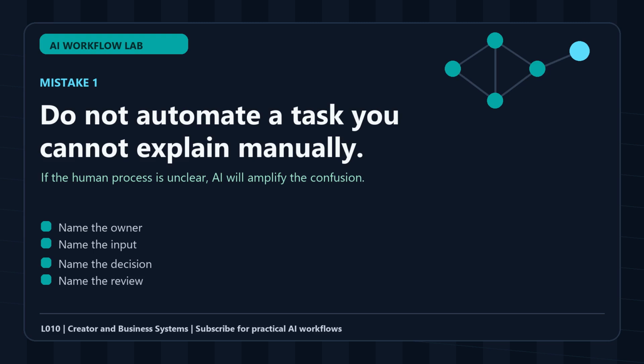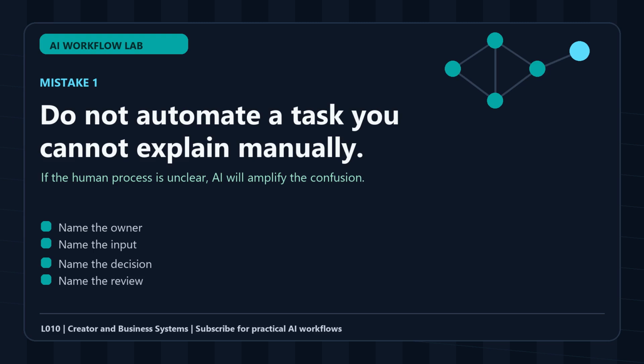So build a two-speed system. Draft fast. Review deliberately. For low-risk internal notes, you can move quickly. For public content, client communication, financial choices, or anything with real consequences, slow down and check.